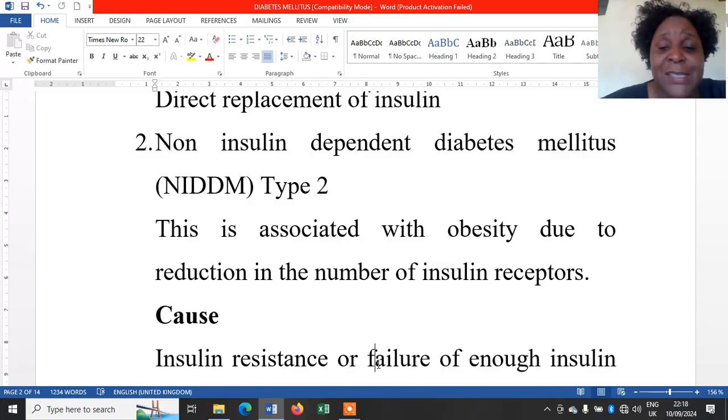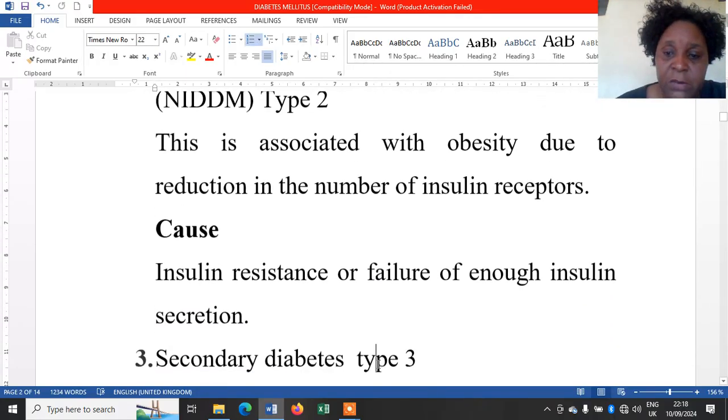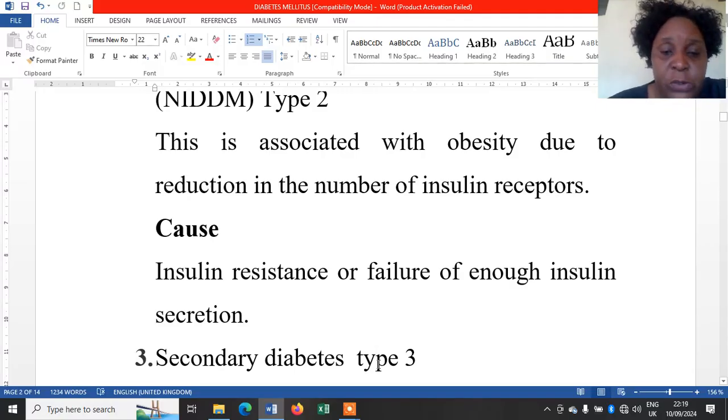And they are saying it is associated with obesity, and with obesity there is a reduction of the insulin receptors. The cause is insulin resistance or failure of enough insulin secretion. Here the body secretes insulin, but the insulin it secretes is not enough to carry out all the metabolic activities per body weight to metabolize all the carbohydrate.